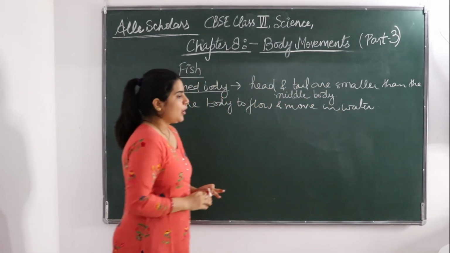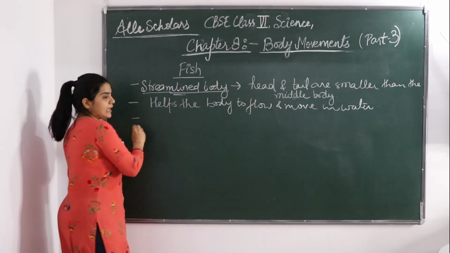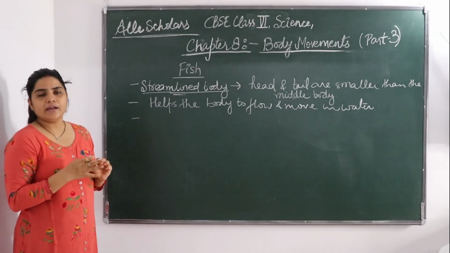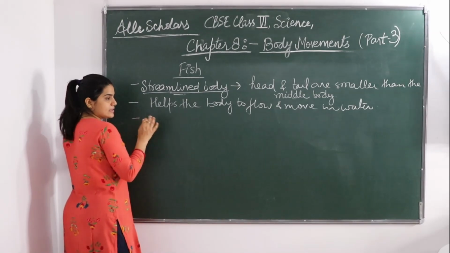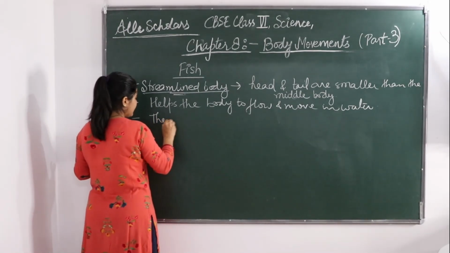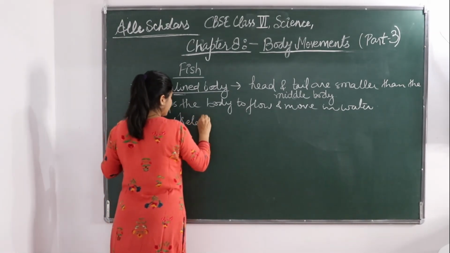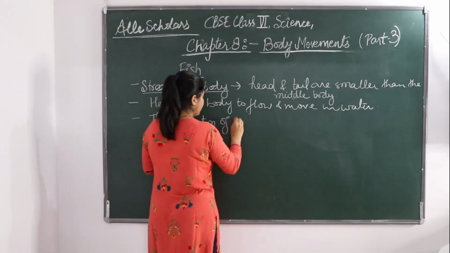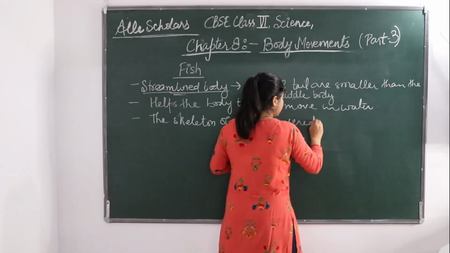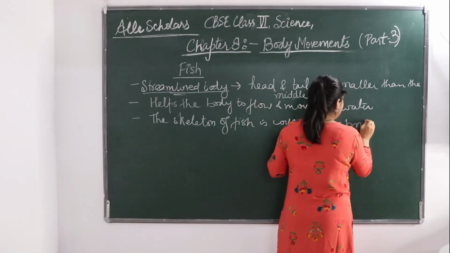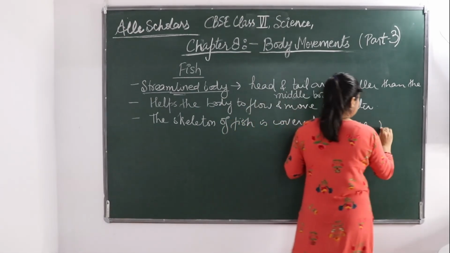Okay? और दूसरी चीज क्या है कि जो skeleton है fish की that is covered with strong muscles. The skeleton of fish is covered with strong muscles.